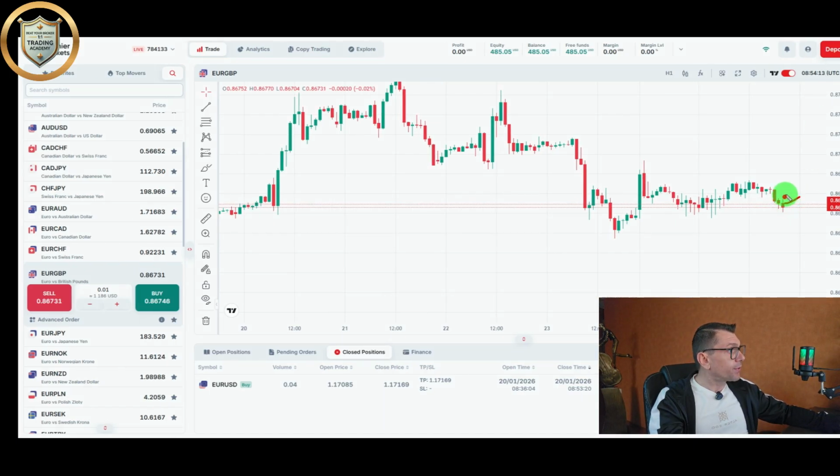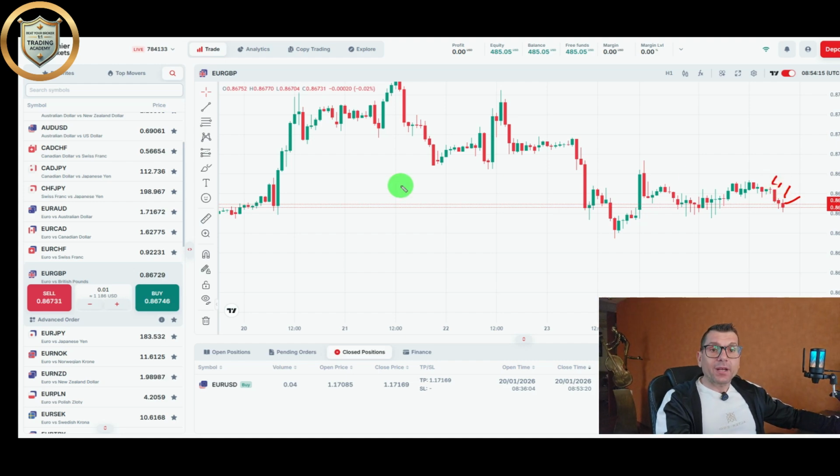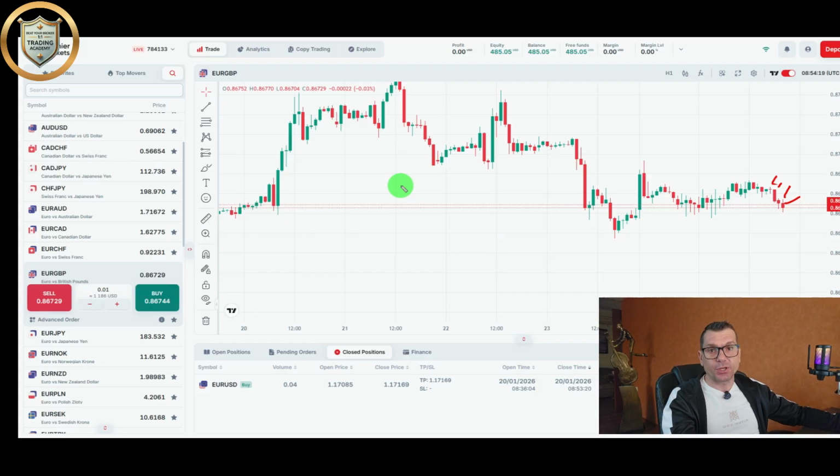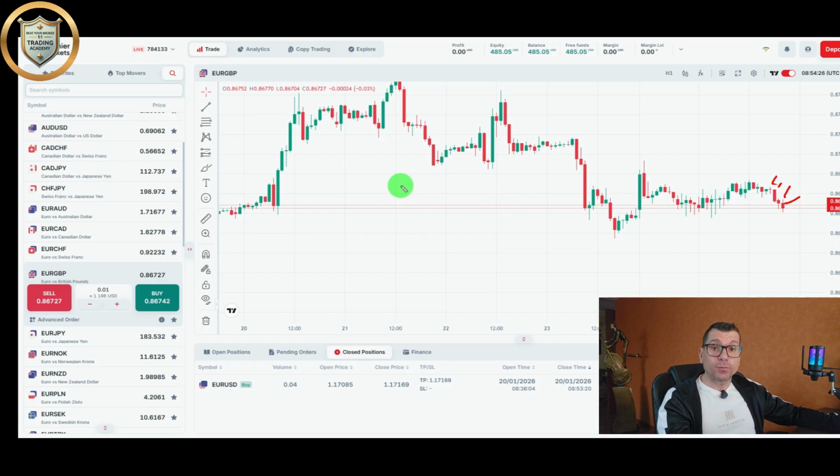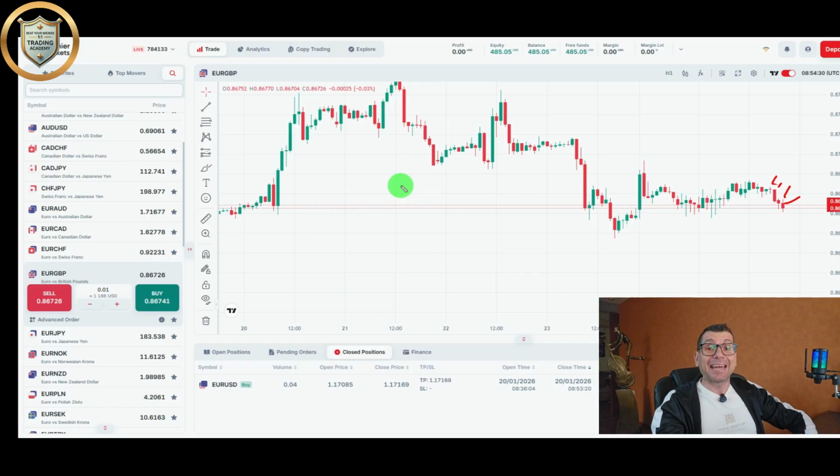1, 2, 3, 4. So 4 candles that the price was going down, right? The euro was going down versus British pound. It means that for the last 4 hours, the euro is declining versus British pound. Now, as I said to you before, to identify a trend in the market, you need to see at least 3 consecutive candlesticks in a row of the same color. Now we see even 4.